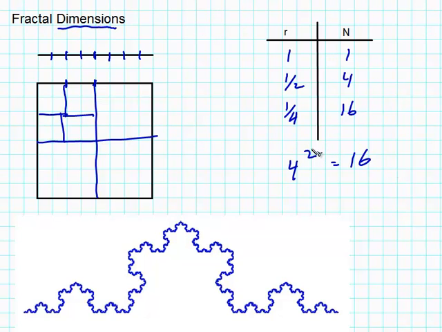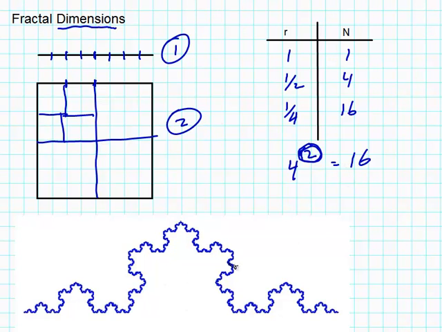So we can use that concept. The exponent here, when I take the scaling ratio and I take the reciprocal of that and square it, that indicates the number of pieces that I'm going to have, all right? So I can think of this area as having a dimensionality of 2. So here has a dimension of 1, and here it has 2.